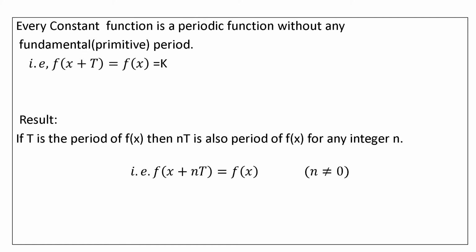Every constant function is a periodic function without any fundamental period. Fundamental period is also called the primitive period. That is, f of x plus t is equal to f of x is equal to a constant. If t is a period of f of x, then n times t, where n is an integer, is also a period of f of x for any integer n. That is, f of x plus nt is equal to f of x.